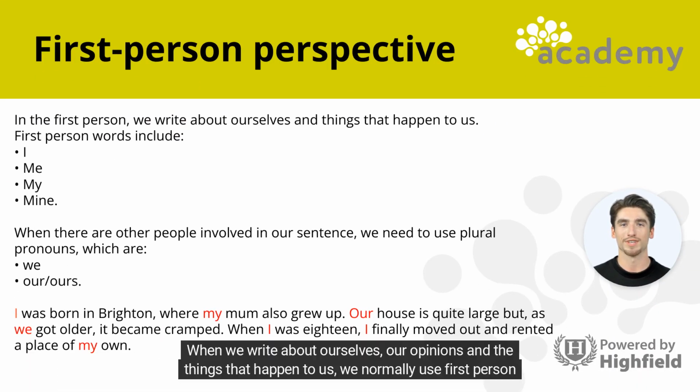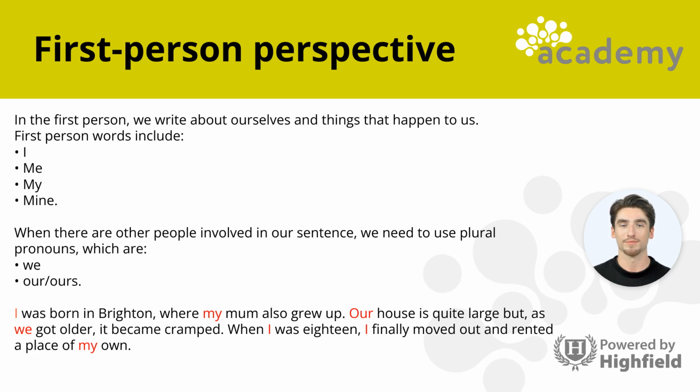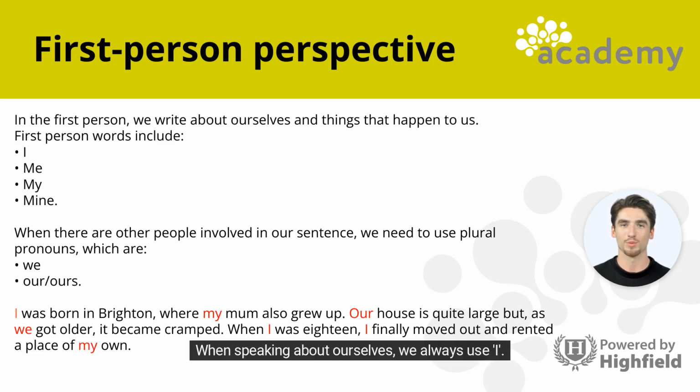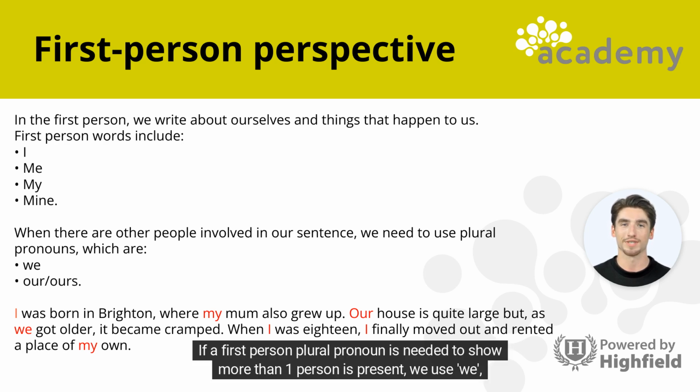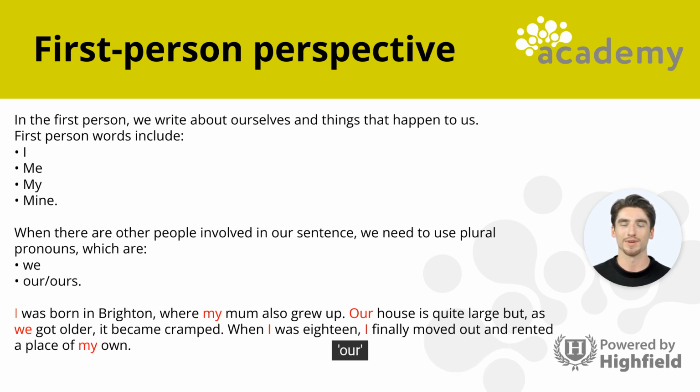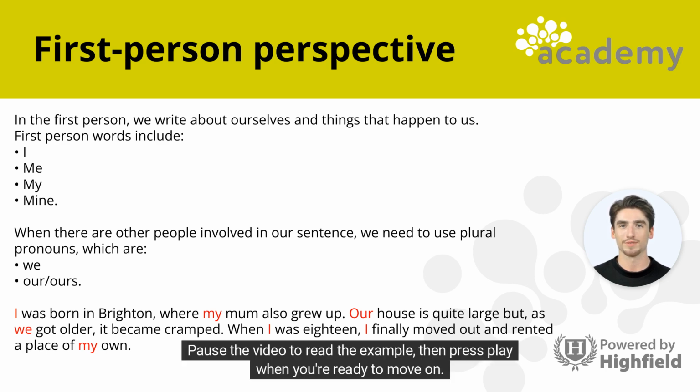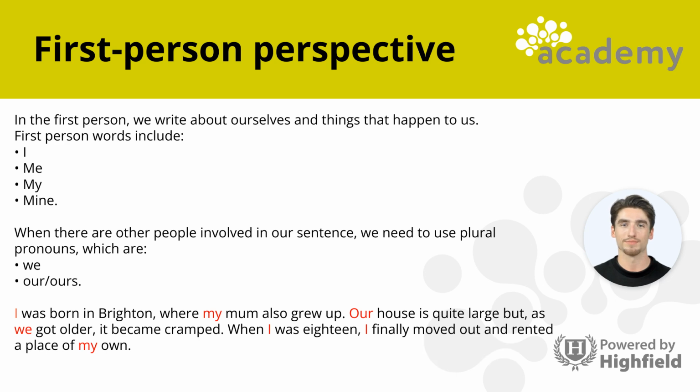When we write about ourselves, our opinions, and the things that happen to us, we normally use first-person perspective. When speaking about ourselves, we always use I. Other first-person pronouns include me, my, and mine. If a first-person plural pronoun is needed to show more than one person is present, we use we, our, and ours. Pause the video to read the example, then press play when you're ready to move on.